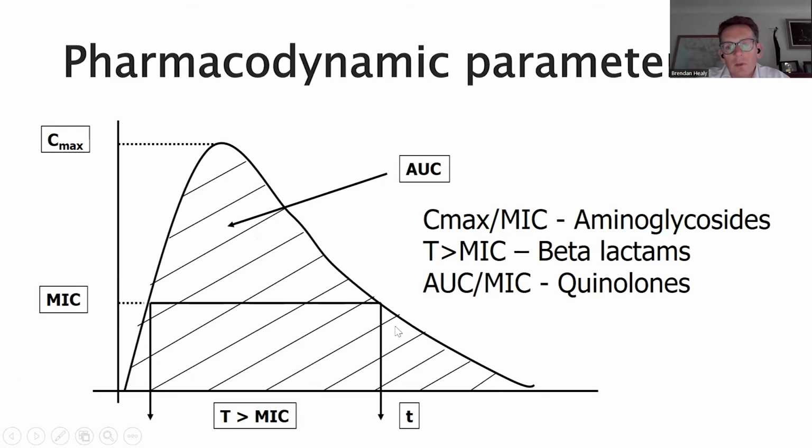We've also got the area under the curve as another parameter. And it's worth bearing in mind that all these parameters are linked. So if you have a very high Cmax, you're going to have a higher area under the curve and a greater time over the MIC. So they're all linked, but different parameters map better with certain antibiotics. And for quinolones, it's the area under the curve, which is the important parameter.